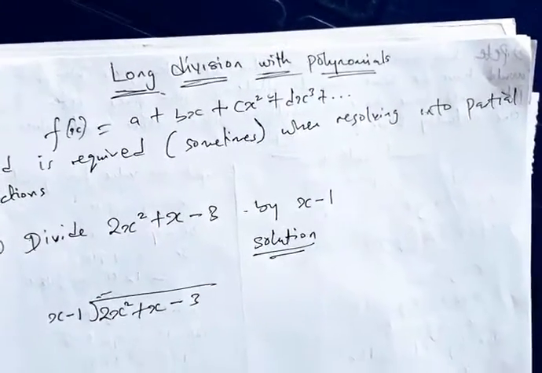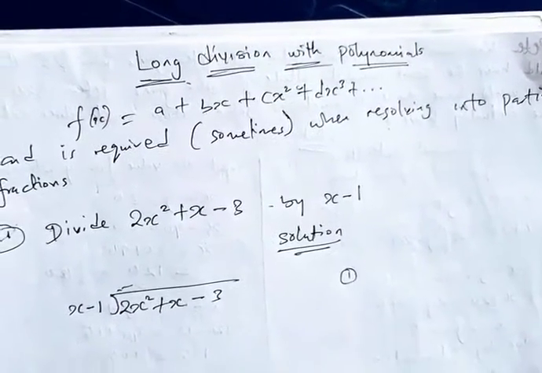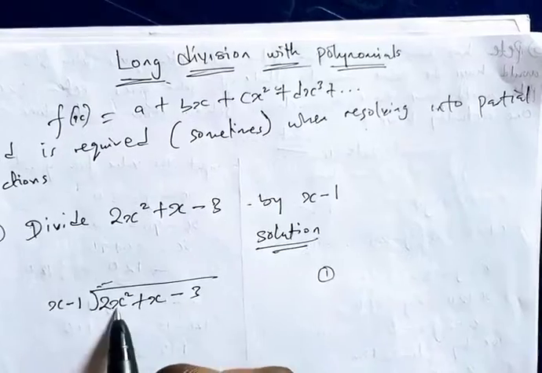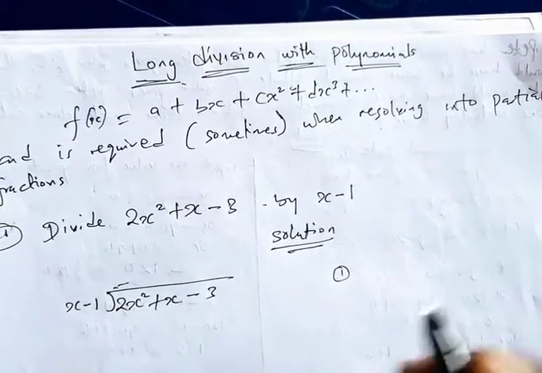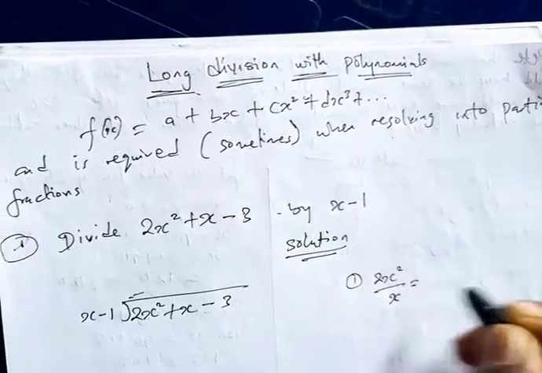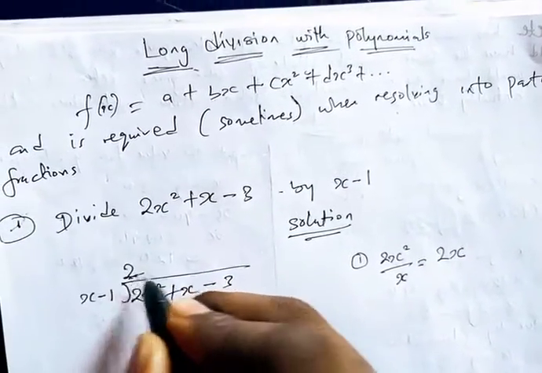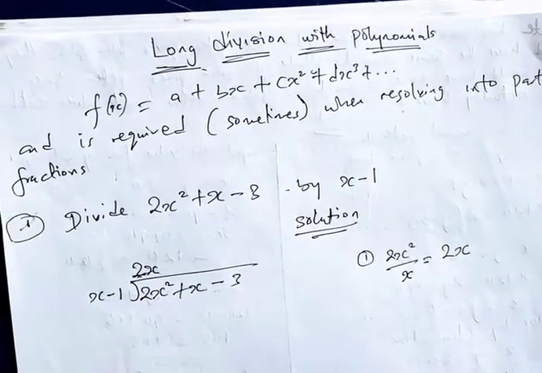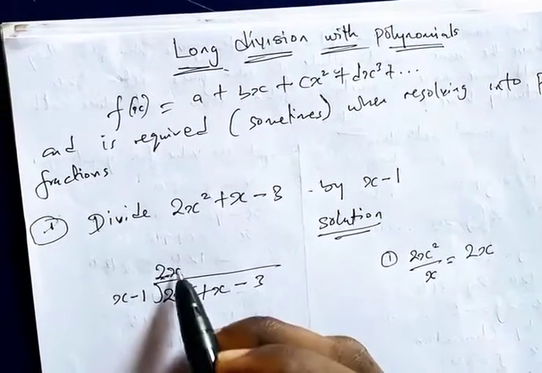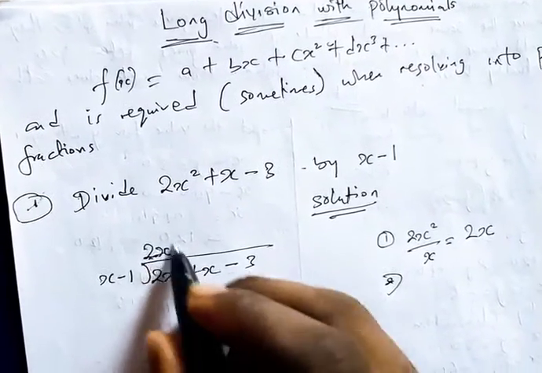So now, as the first step, x can go into 2x squared, quite alright. 2x squared divided by x will give us 2x. So we'll put our answer here, 2x. Then we multiply. Second step is to multiply the 2x.